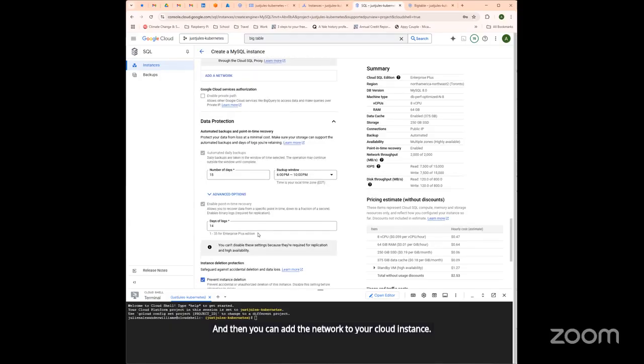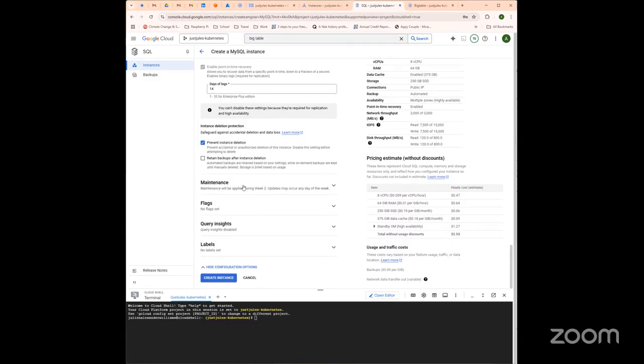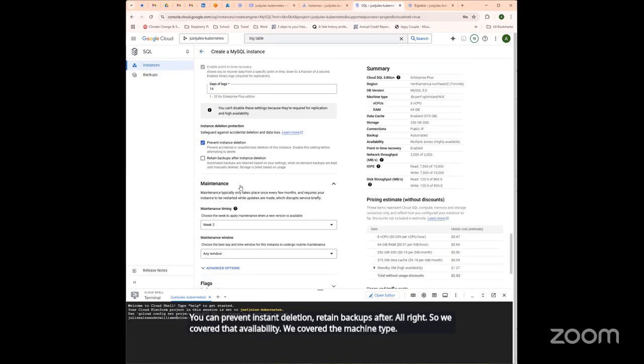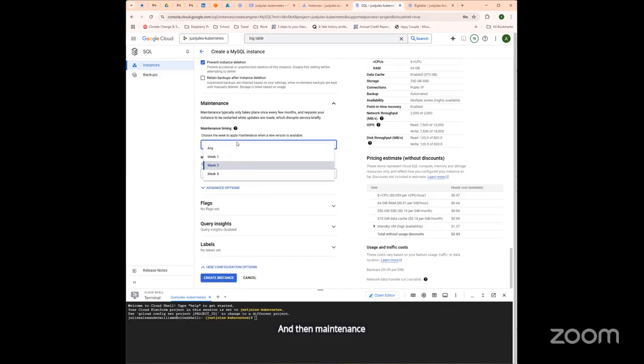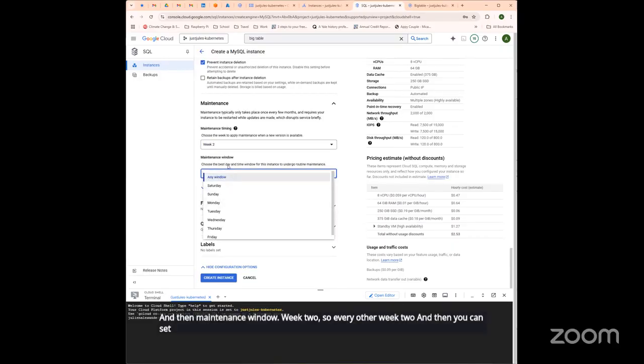You can have backups enabled, for how many days, in what window, and then the days of the logs. You can prevent instance deletion, retain backups after. All right. So we covered that availability, we covered the machine type, and then maintenance window, week 2, so every other week. And then you can set the window day. All right. And the flags.